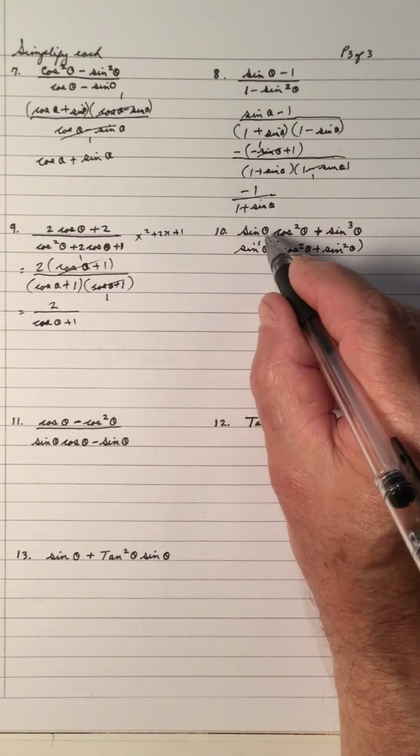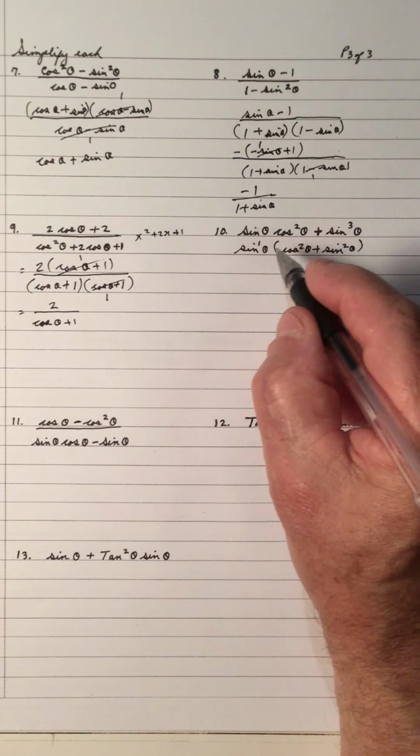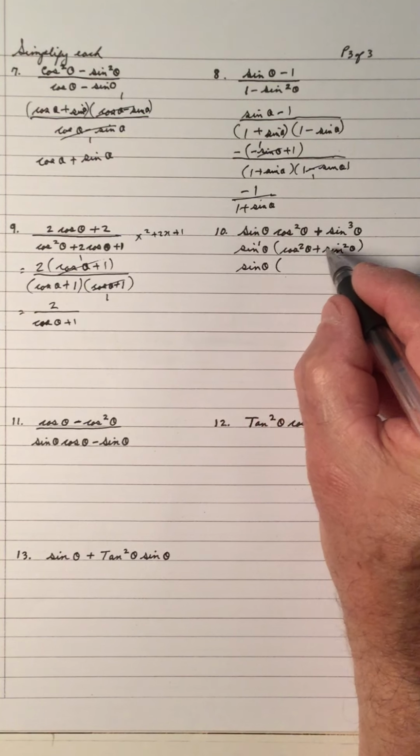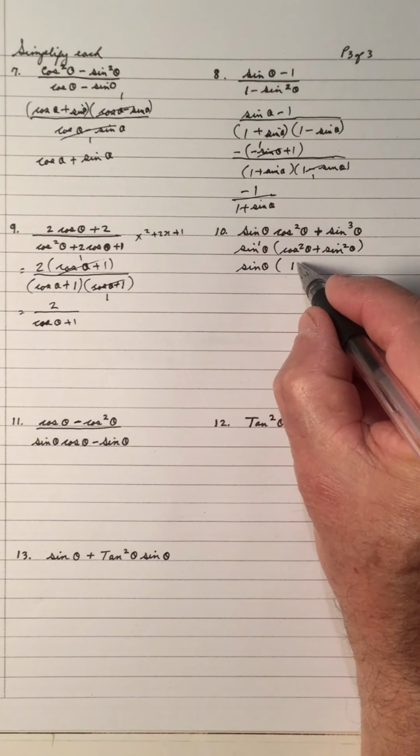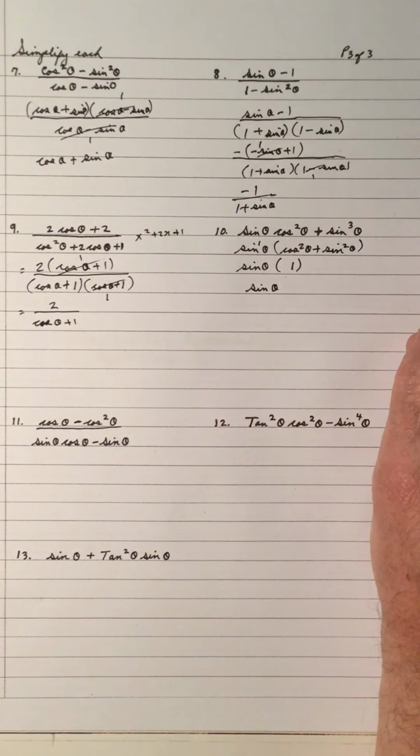And check back. Sine times cos squared is this expression. Sine times sine squared is sine cubed. And we have cos squared plus sine squared, which is 1. And 1 times sine theta is sine theta.